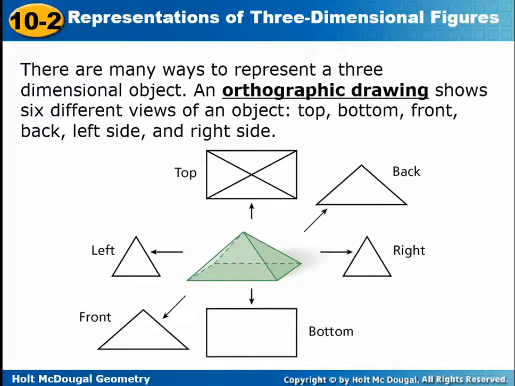All right, so here's a rectangular pyramid. If you looked at that rectangular pyramid from the top, you would see this rectangle that would have these lines in it from where the triangles are coming to the vertex. If you looked at it from the back, you would just see a triangle. From the right, you just see a triangle. From the bottom, all you would see is the rectangle that is the base. From the front, it would look exactly the same as from the back, just a triangle. And from the left, you would also see a triangle. Since it's a rectangular pyramid, the right and left triangles are a little bit more narrow, but they are triangles.